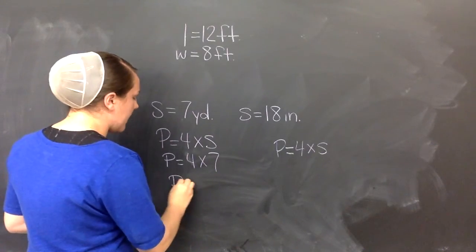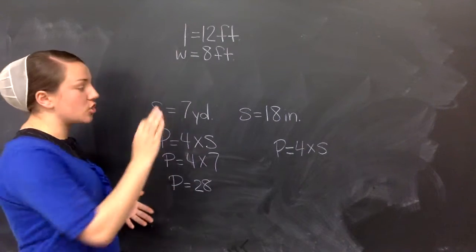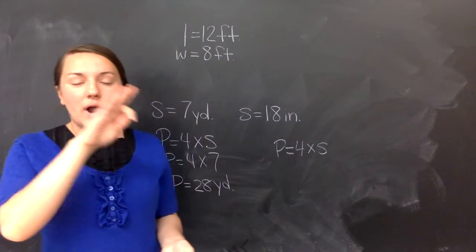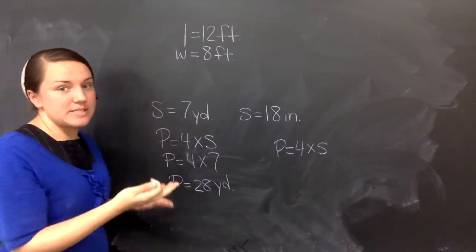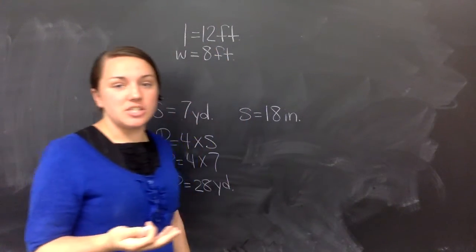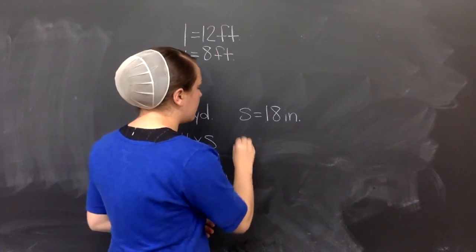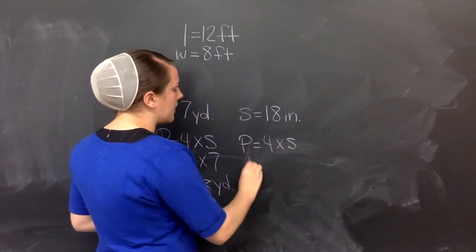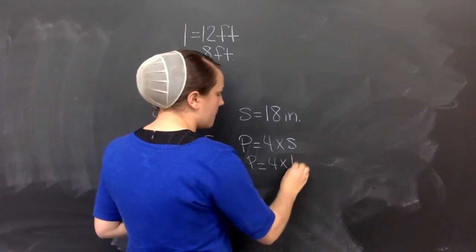Now we're going to multiply. 4 times 7 equals 28. Our unit is yards, so we'll write that down. And the perimeter, or the length around our square, is 28 yards, because there were 4 sides and every side was 7 yards. Now we have a square with a side of 18 inches. The formula is the same here. To find the perimeter of a square, you go P equals 4 times a side. So we have P equals 4 times, and a side is 18 inches here.